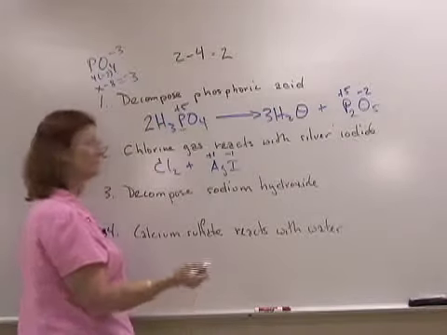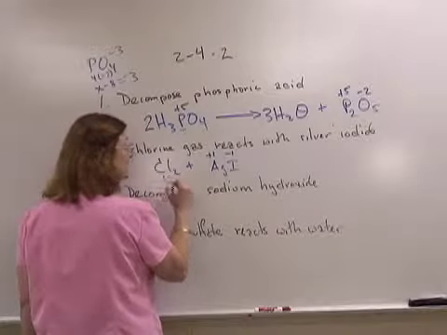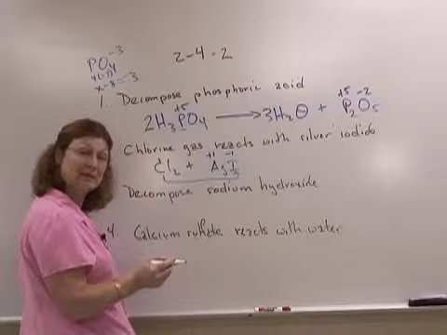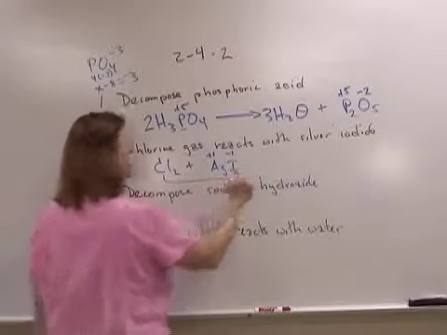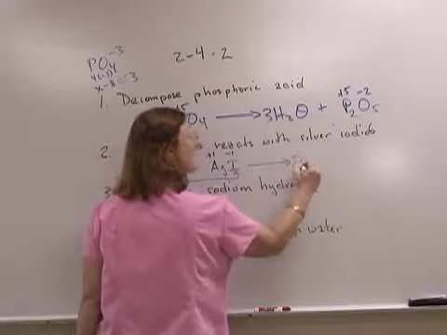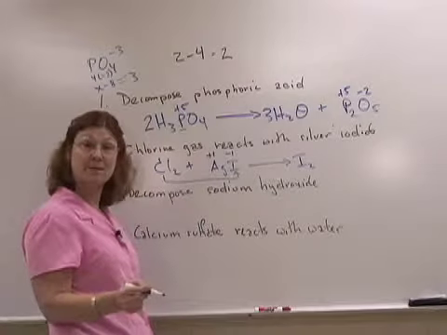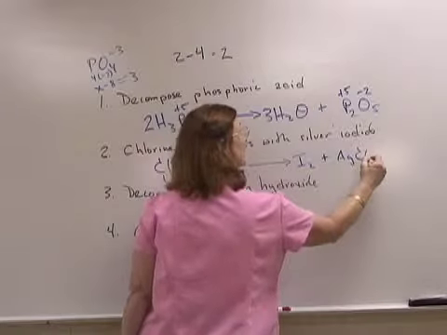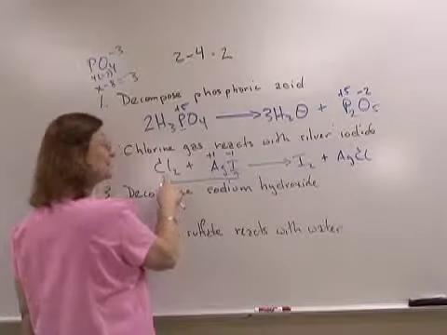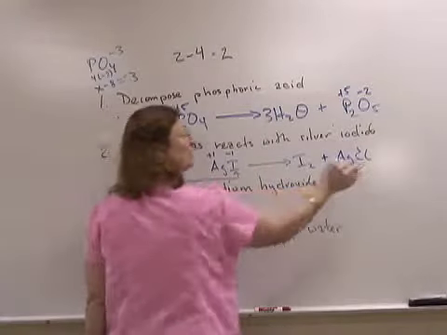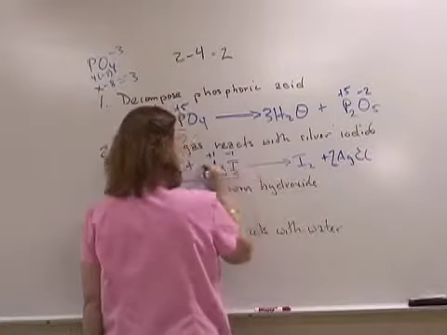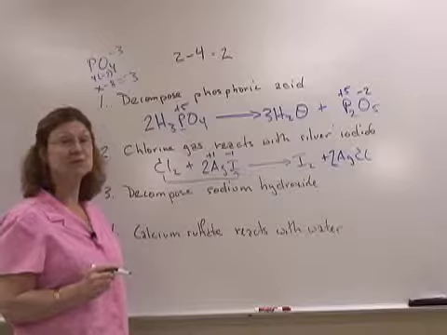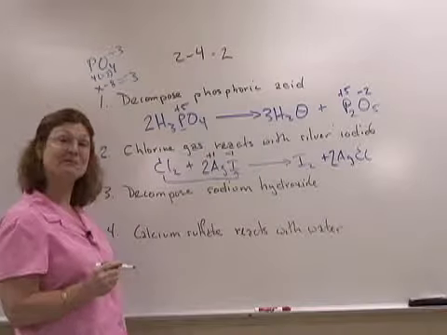Compounds must be 0. Now, this is a single displacement, and a nonmetal will take the position of a nonmetal. Therefore, I'm going to get iodine, which is also diatomic, and silver chloride. Now, I have 2 chlorines here and only 1 here. So I must put a coefficient because I must have the same number of atoms on both sides of the equation. And that's how you do that one.